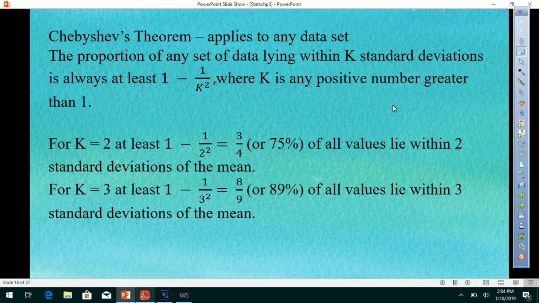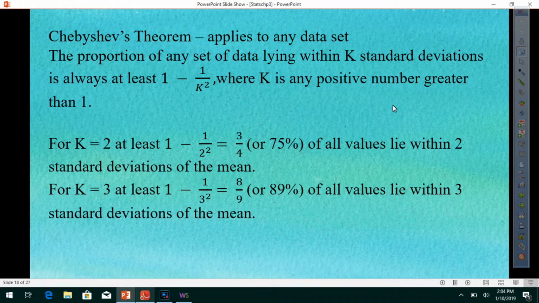Chebyshev's theorem applies to any data set. The proportion of any set of data lying within k standard deviations is always at least 1 minus 1 divided by k squared, where k is any positive number greater than 1. This is for non-normal data. It's rarely, if ever, used, but I wanted to introduce you to it.